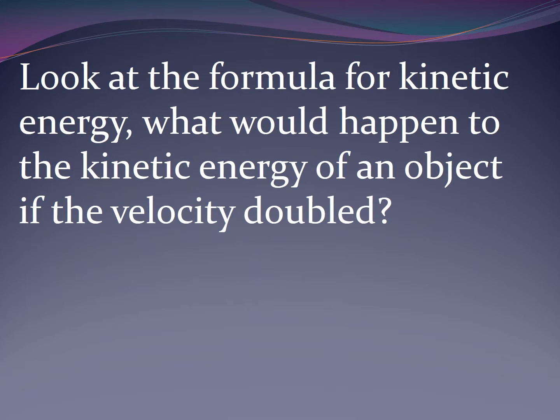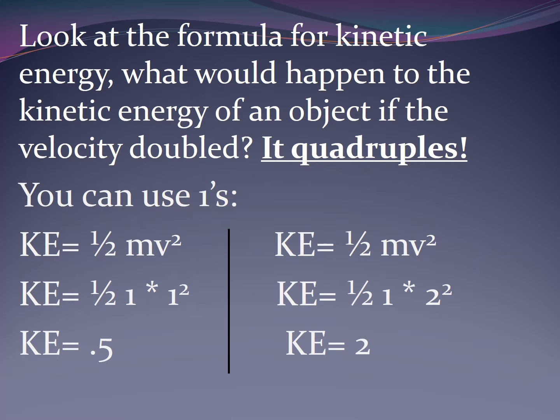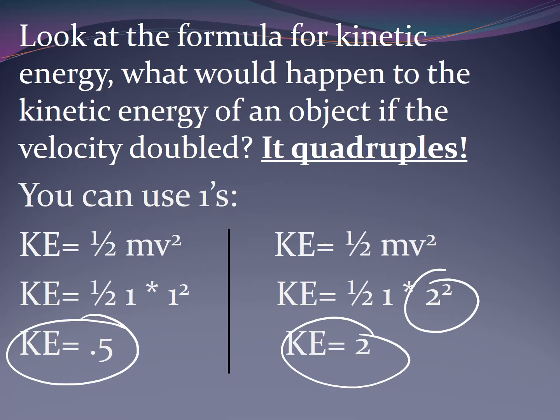It doubles. So now let's look at the formula for kinetic energy and what would happen to that energy if the velocity is doubled. Well, we find that it quadruples, and that makes sense. If we square velocity here, that equals 4, and times 1, still 4, and then times 1/2 will equal 2. So going from 0.5 to 2, that's quadruple the amount. So remember we have that exponential curve. As velocity increases, kinetic energy exponentially increases.